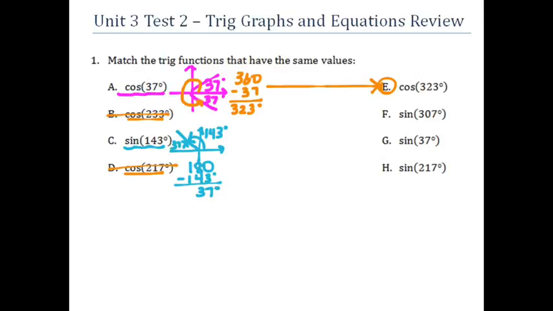That's our reference angle. So then, since 143 is in quadrant 2, and we're considering the sine value, well, in quadrant 2, sine is positive. And so I want to figure out what other quadrant has a positive sine value. That, of course, would be in quadrant 1. And so sine of 143 is going to match this 37 degree angle in quadrant 1, which, of course, is this G, sine of 37 degrees. All right, let's go ahead and move on to the next question.